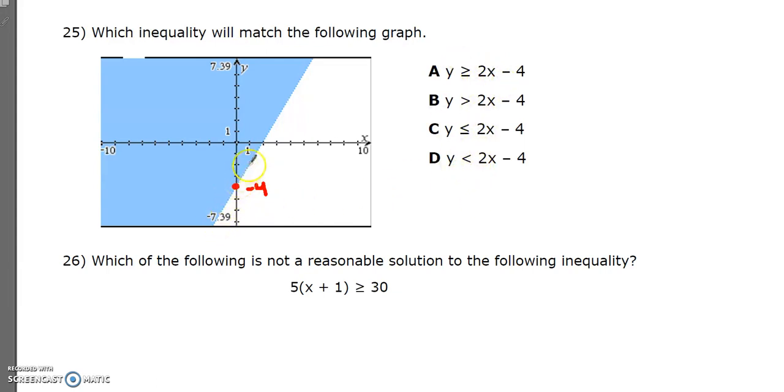Is this a dashed line or a solid line? It looks like it's a dashed line. So that means it's not going to have the equal to. So this one right here, A that has the equal to, not it. C that has the equal to, not it. And then where are we shading from this point? Our y-intercept, are we shading above or below? We are shading above. That means it should be a greater than sign. So it looks like B is going to be the correct answer.